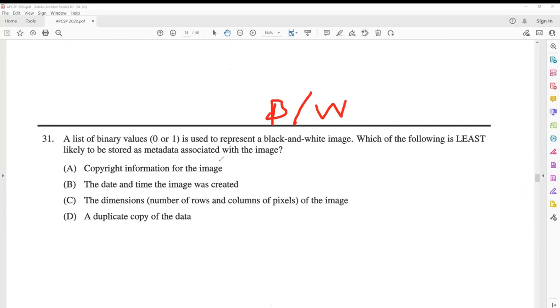Which of the following is least likely to store metadata? So which one is not metadata? Not metadata means it is content, so I'll say D. I don't need to look at it. An archive or duplicate copy of the data is not metadata. Metadata is data about data. It's not data itself. D. Okay.